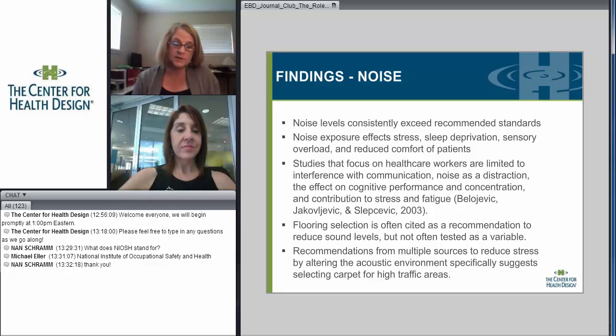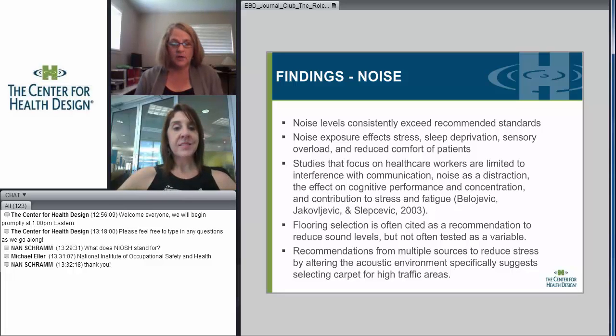Oftentimes in research, even though flooring's not being looked at as a variable, it often ends up in the recommendations from the researchers conducting these studies. And I find that kind of interesting because you shouldn't be making recommendations about something that's not part of your study, but I think level-headed objectivity wins out and people can't help themselves but make those recommendations.